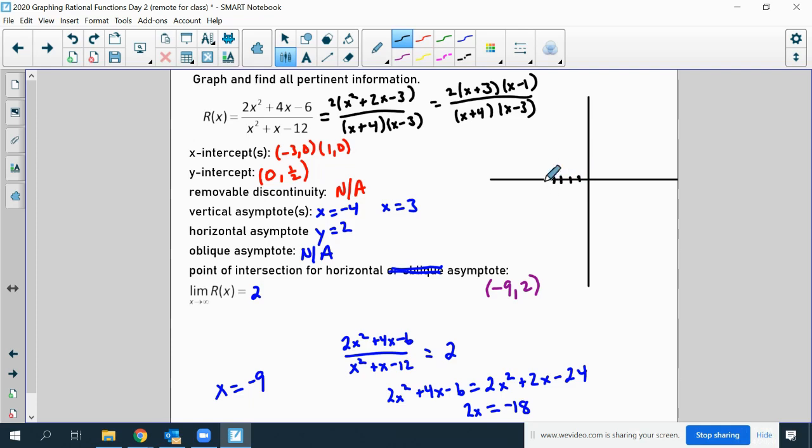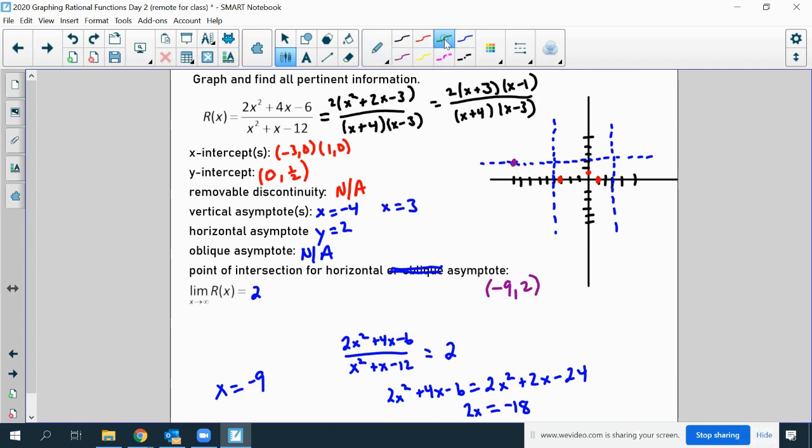So I'm going to start plotting some points. And some asymptotes. So I know at -3, 0, 1, 0, and 0, 1 half, I have points on the graph. I have vertical asymptotes at -4 and 3, and a horizontal asymptote at y equals 2. Then I also know that I have a value of the graph at -9, 2.